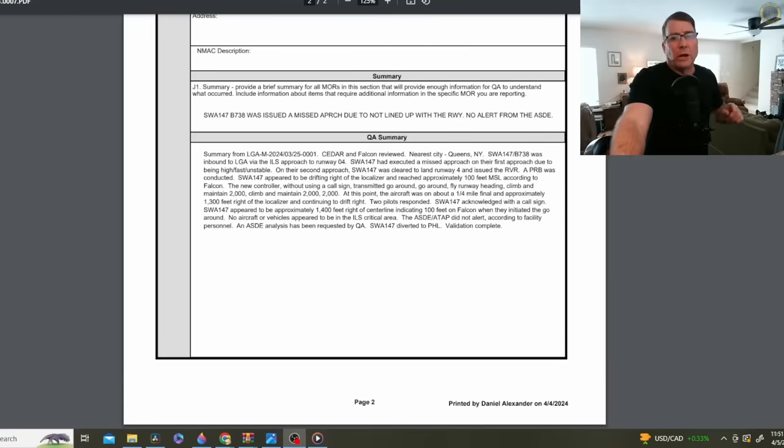On March 23rd, Southwest Airlines Flight 147 had a near miss with the tower at LaGuardia Airport while attempting their second full straight-in ILS approach to runway 04 at LaGuardia with the weather at minimums. The aircraft subsequently went around and diverted to another airport. We now have an ATC preliminary report of the incident.